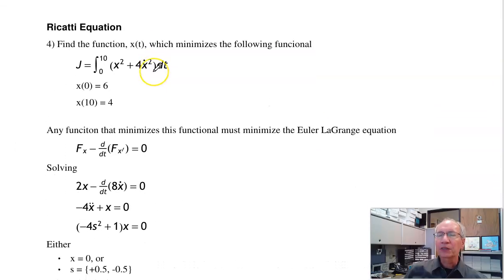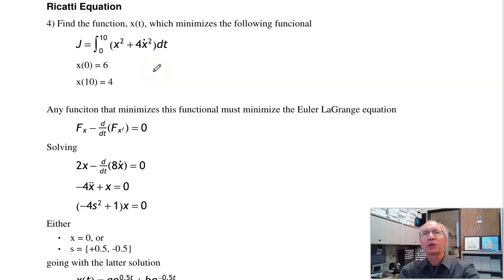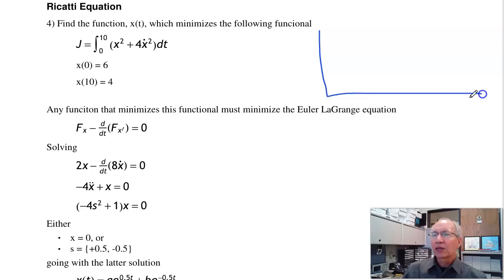So that's one use of calculus of variations. You can calculate the shape of a soap film. You can calculate the shape of a hanging chain. Another use. Suppose I have x. I want to go from 6 at t equals 0 to 4 at t equals 10. And I want to minimize x squared plus 4 x dot squared.